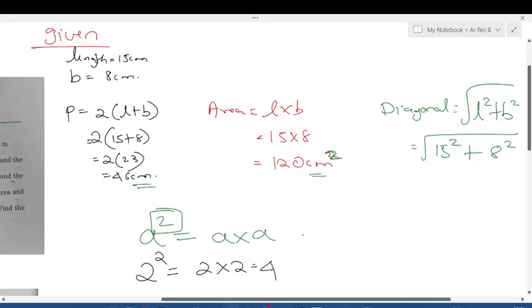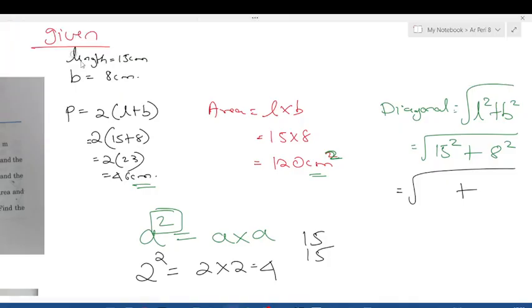In the same way, 15 square is given. So how do you calculate 15 square? 15 into 15 value, 8 into 8. I'll tell you how to find the square root. First complete this.